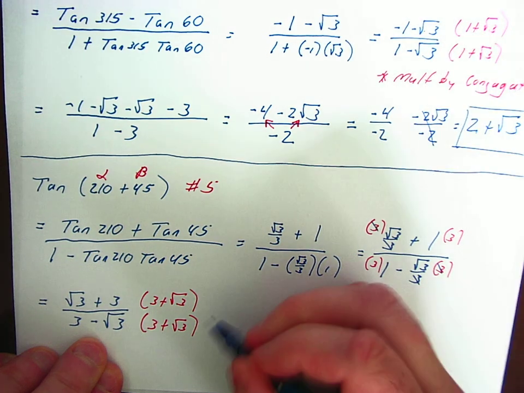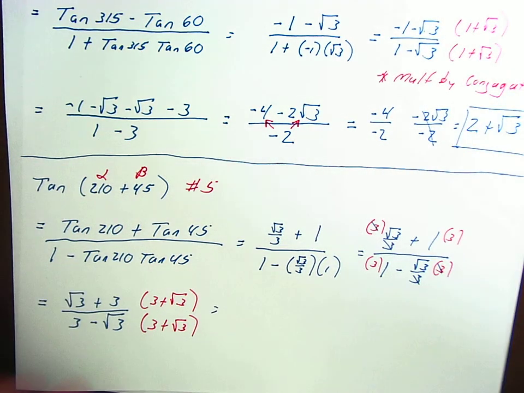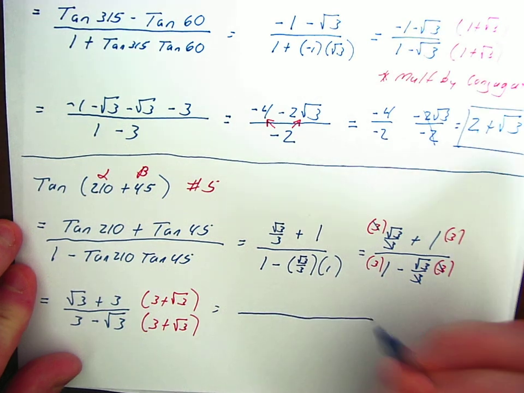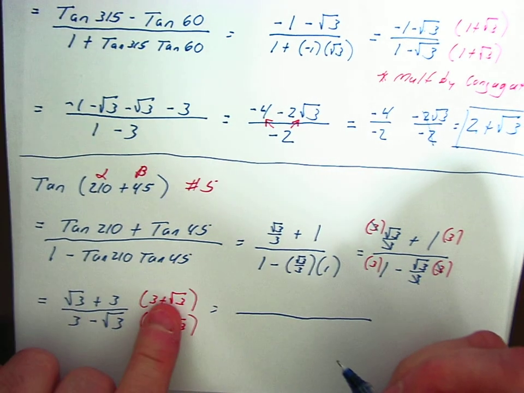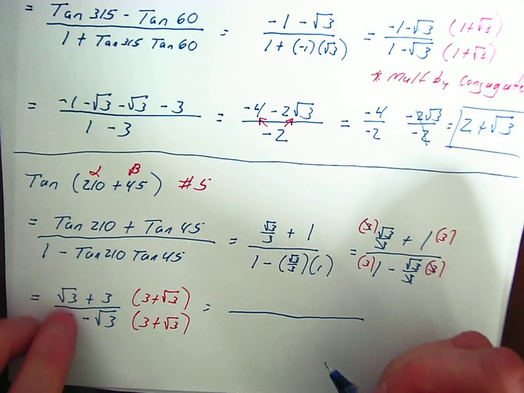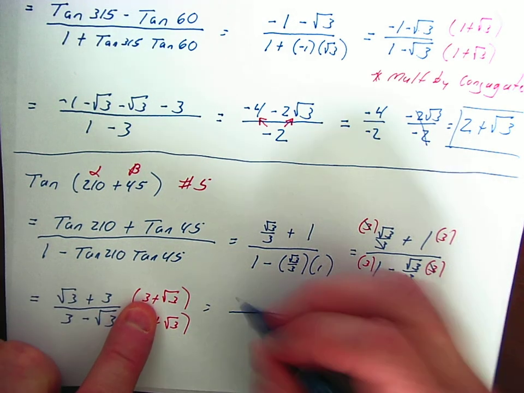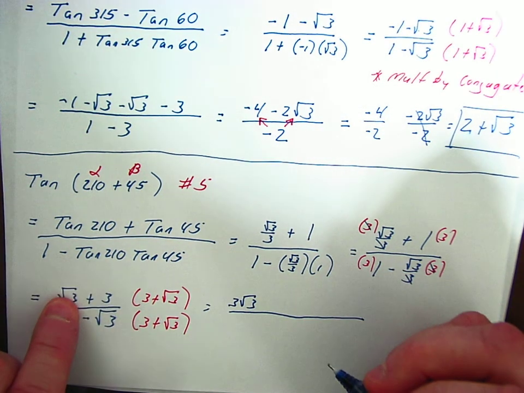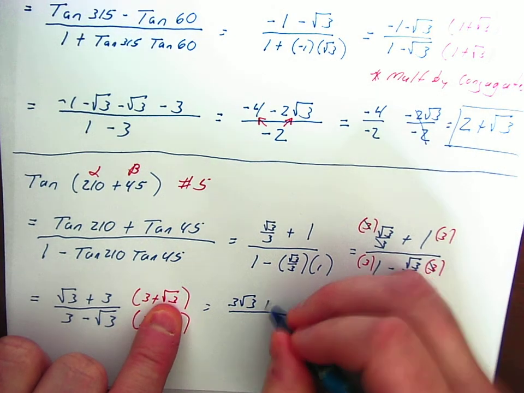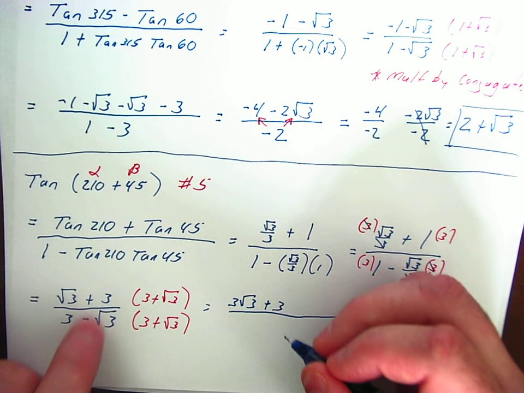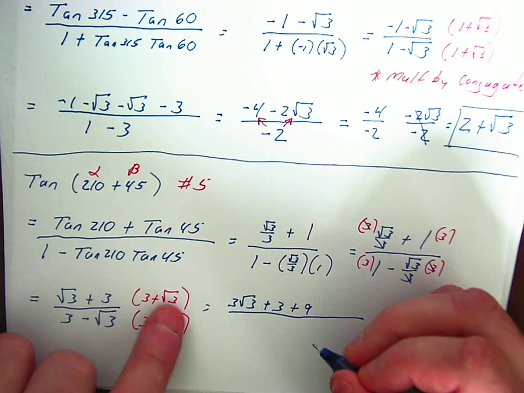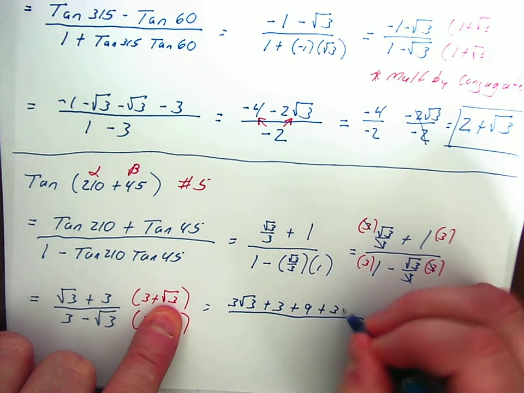And now I'm just going to FOIL, and this is going to simplify down nicely and give me the same exact answer. So we're going to FOIL up top. These are not conjugates, so you do have to FOIL them. So I get the square root of 3 times 3 is 3 the square root of 3. That's your F. The square root of 3 times the square root of 3 is just 3, the number 3. And then 3 times 3 is 9. And 3 times the square root of 3 is 3 the square root of 3.